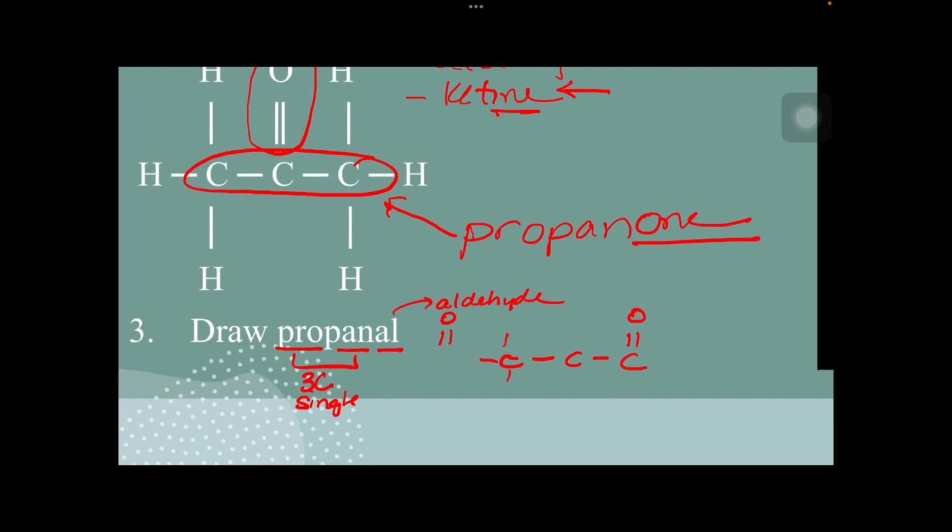Then I need to complete each carbon so it has 4 bonds. Now be careful because this last carbon already has 3. It's only going to get 1 more hydrogen attached.